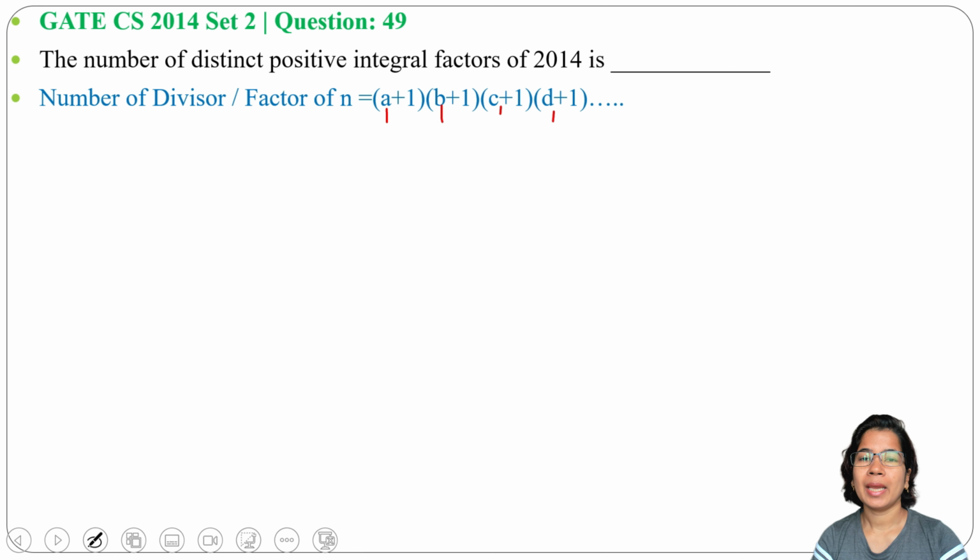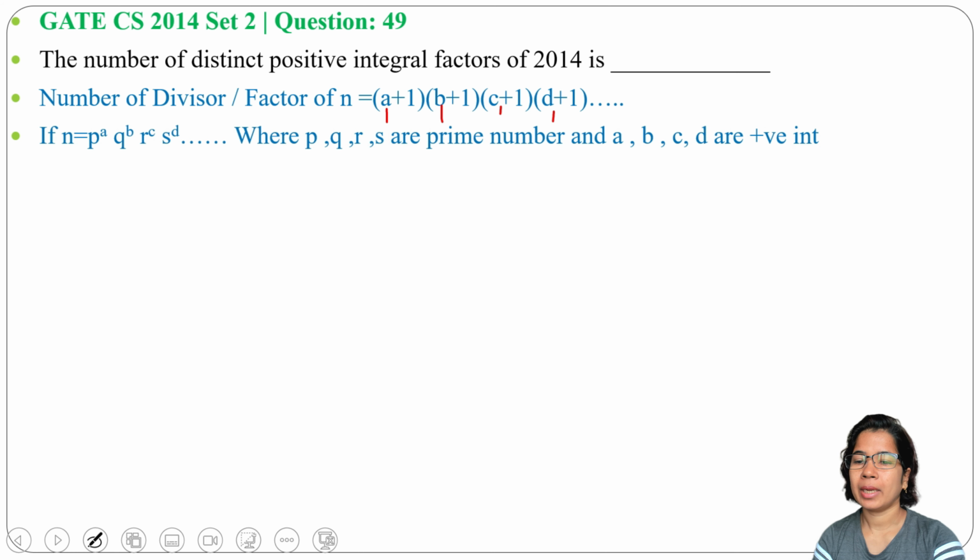So if n you can write as p power a, q power b, r power c, s power d, where p, q, r, s are prime numbers and a, b, c, d are positive integers, then the number of divisors or factors of n equals (a plus 1) multiplied by (b plus 1) multiplied by (c plus 1), and like this it continues. So here 2014, you can write as 2 multiplied by 19 multiplied by 53.